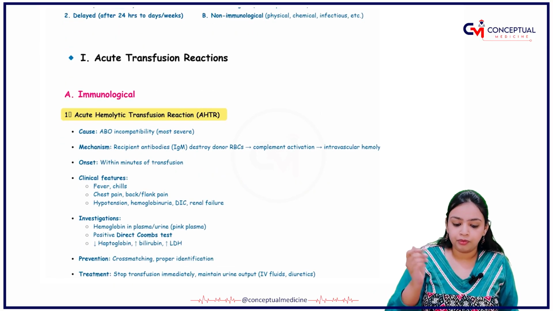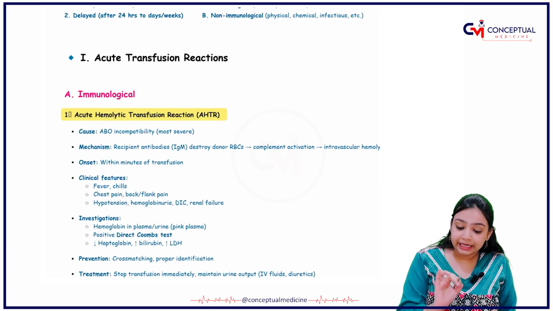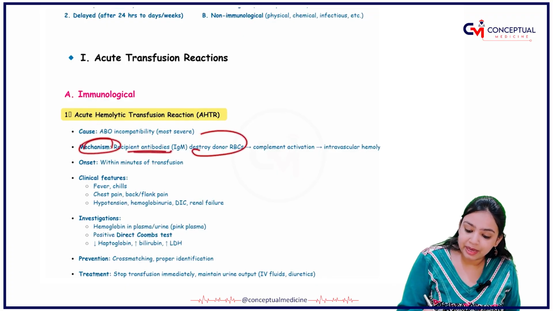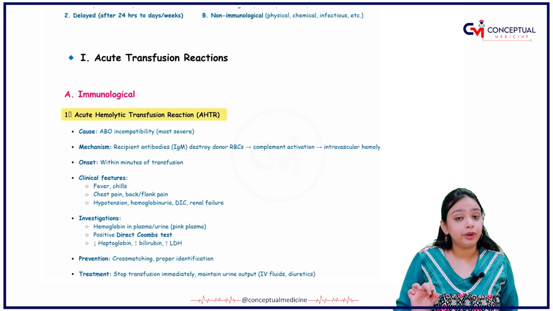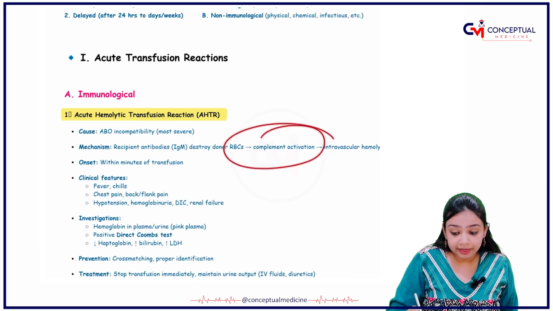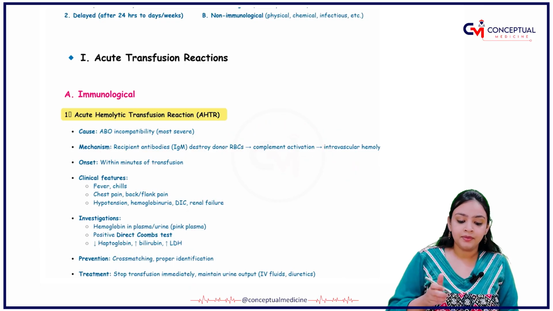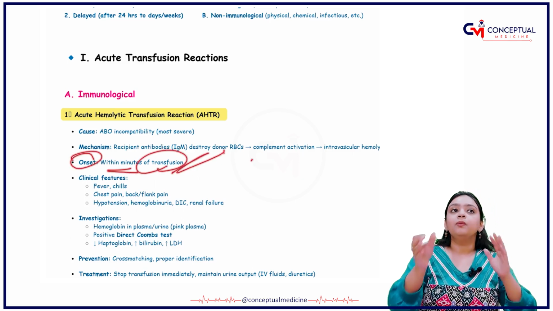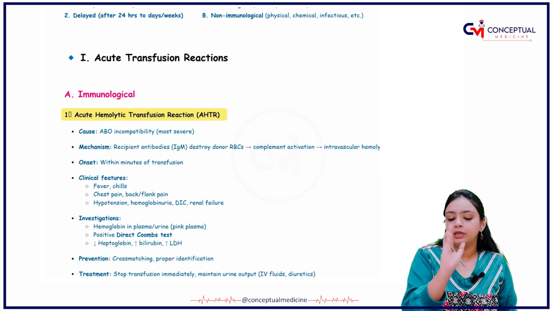So, what is the cause? The cause is ABO incompatibility. What is the mechanism? The recipient antibodies destroy the donor RBCs. As a result of which, what will happen? There will be complement activation and there will be intravascular hemolysis. Onset is within minutes of transfusion. Within certain minutes of the blood transfusion, this process will occur.